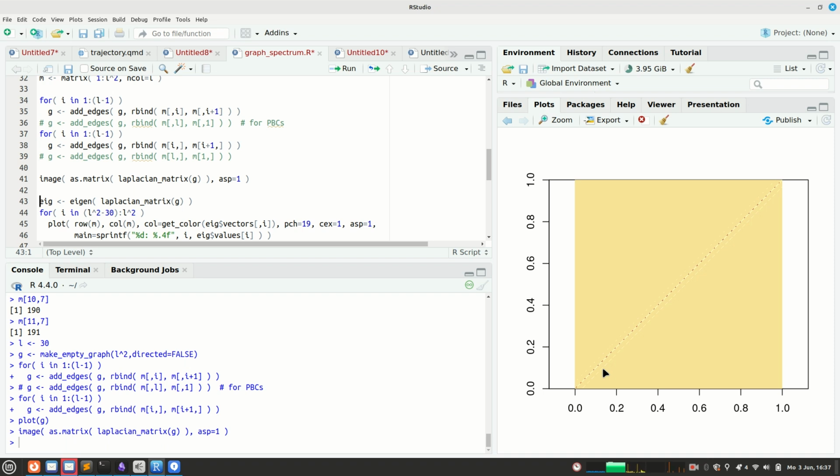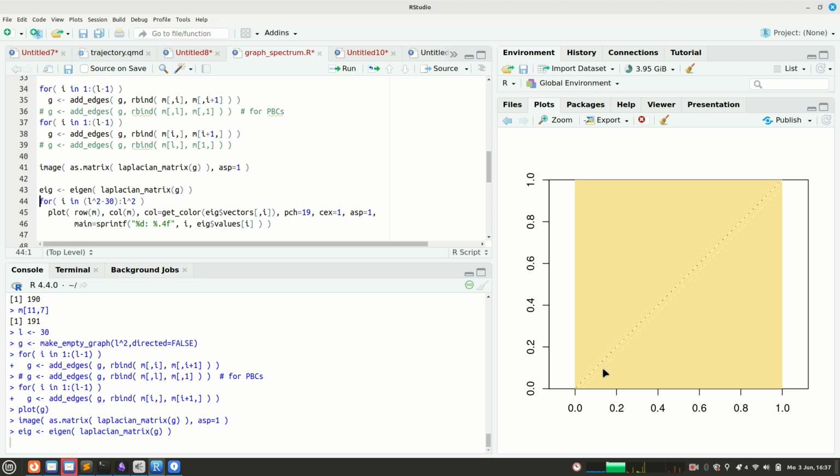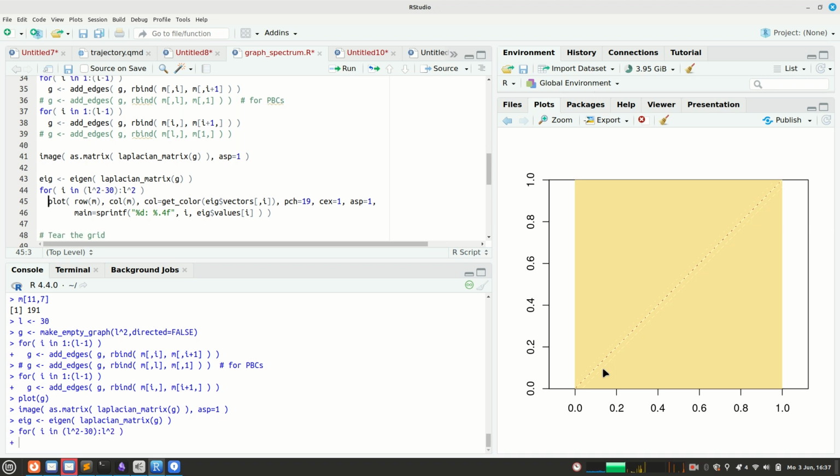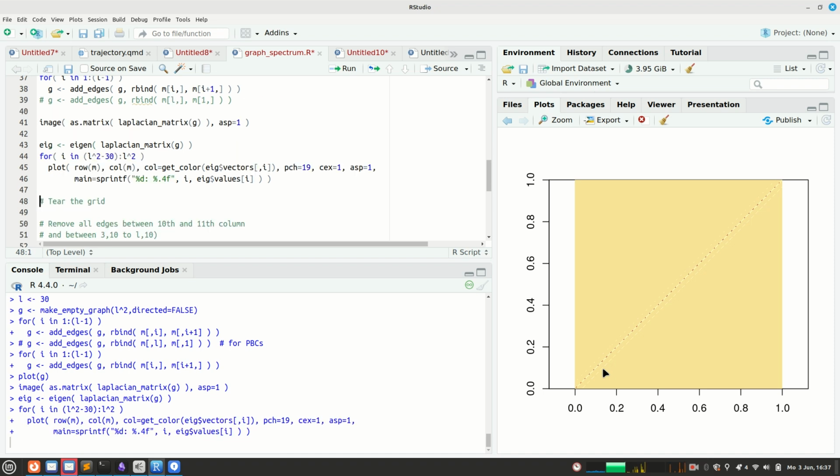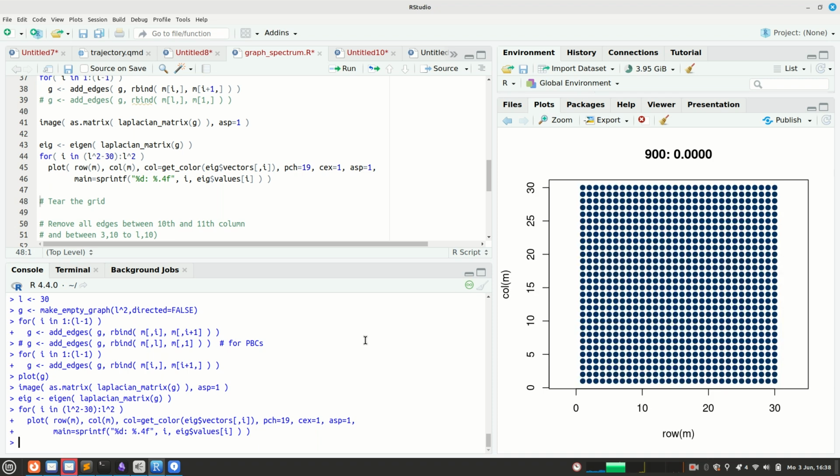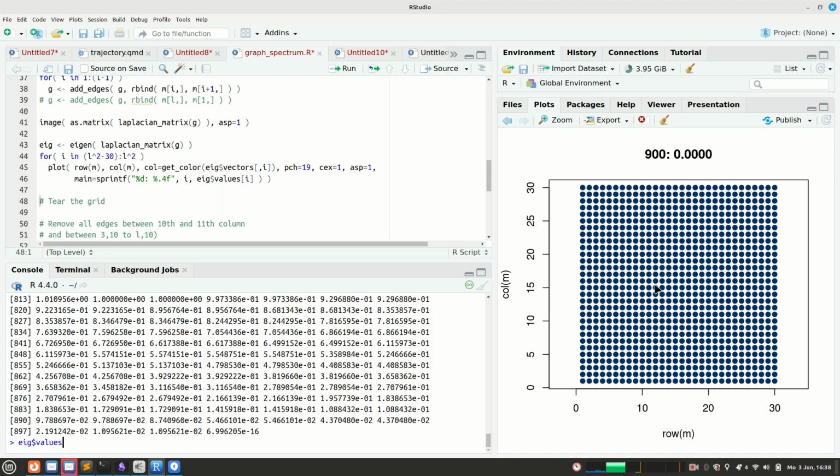Now I ask for the eigenspectrum of this thing and calculate all the eigenvalues. And what I will now do is, stop before I do this. You should have first looked at the eigenvalues before showing you the eigenvectors. So here are the eigenvalues, and let me plot them quickly.